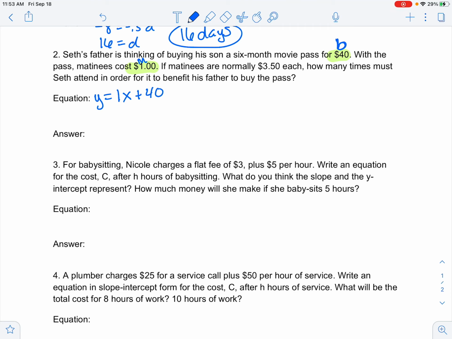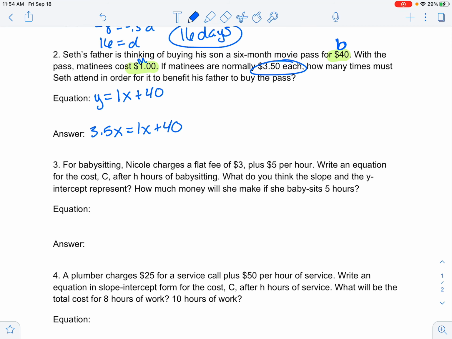There's your equation. Now let's figure out how to solve it. So if matinees are normally $3.50 each, how many times must Seth attend in order for it to benefit his father to buy the pass? So if we want two things to be equal, we're looking at putting this $3.50 on the other side. And it's $3.50 per time we go. So we use our X again.